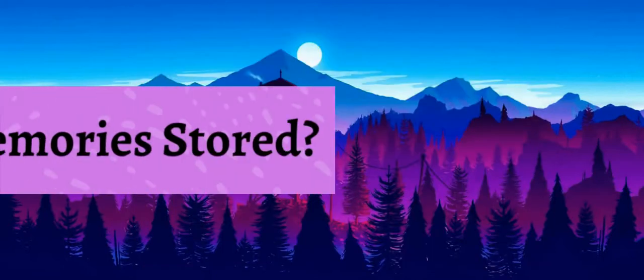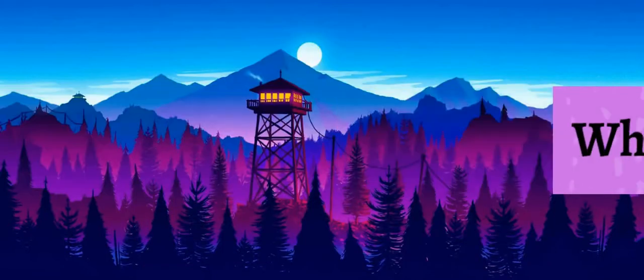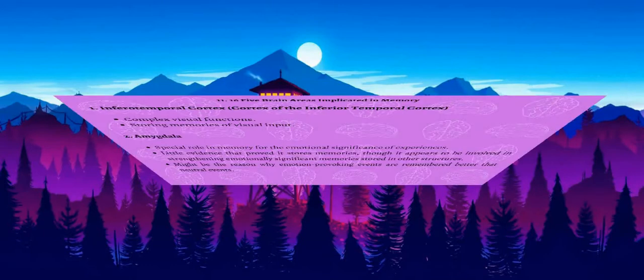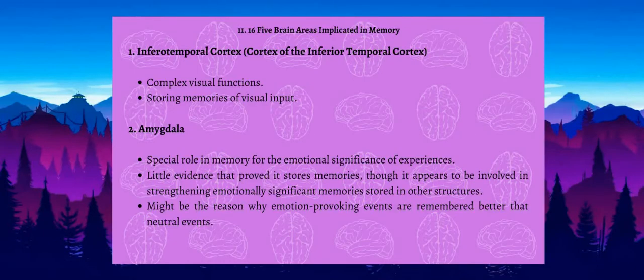Now we'll discuss the five brain areas implicated in memory. The first one is the inferotemporal cortex, or the cortex of the inferior temporal lobe. The areas of the brain that are active during the retention of an experience are also the same ones active during the original experience. This is based on various electrophysiological recordings and functional brain imaging. This focuses attention on the functions of the sensory and motor areas of the brain.